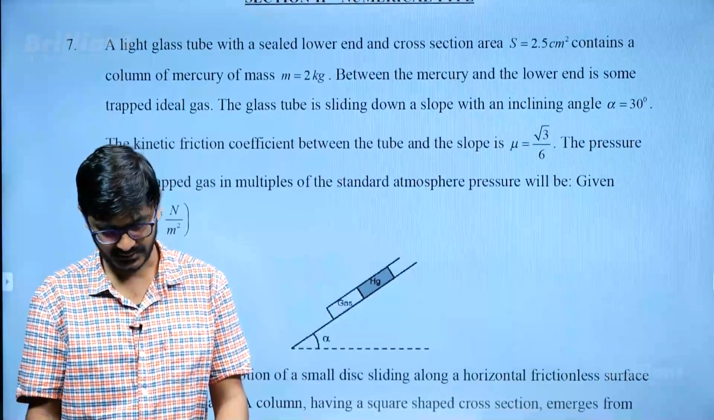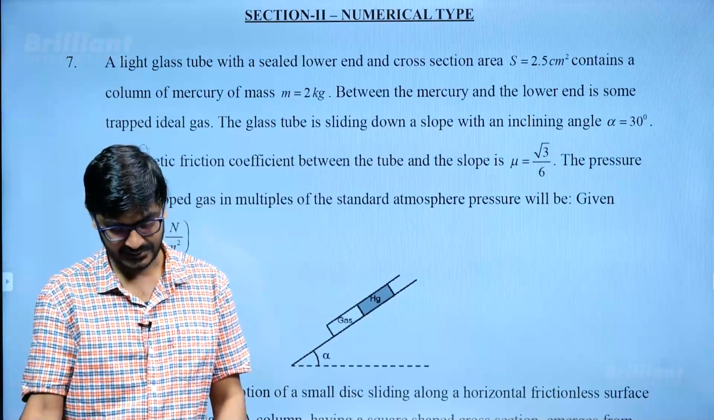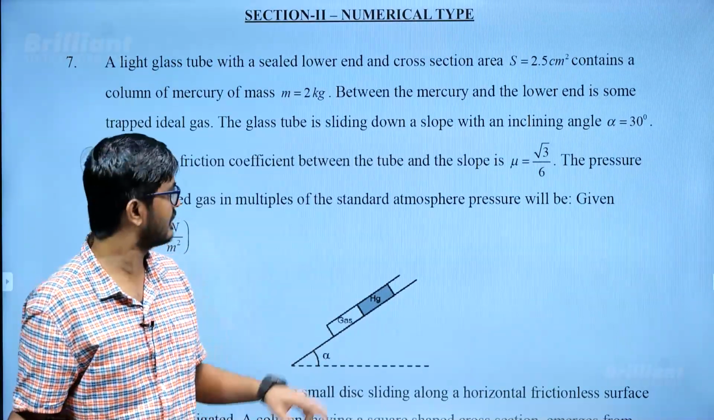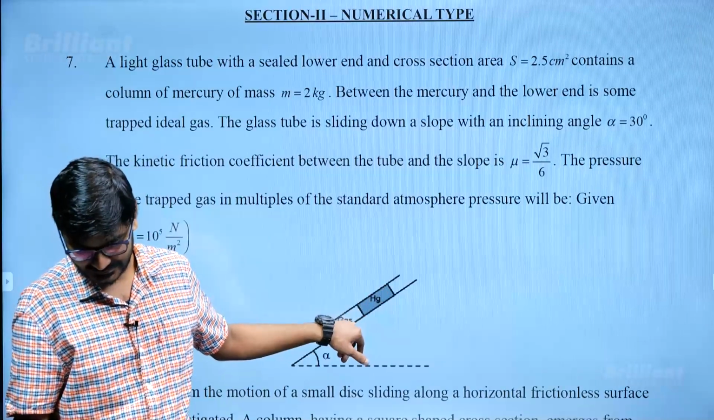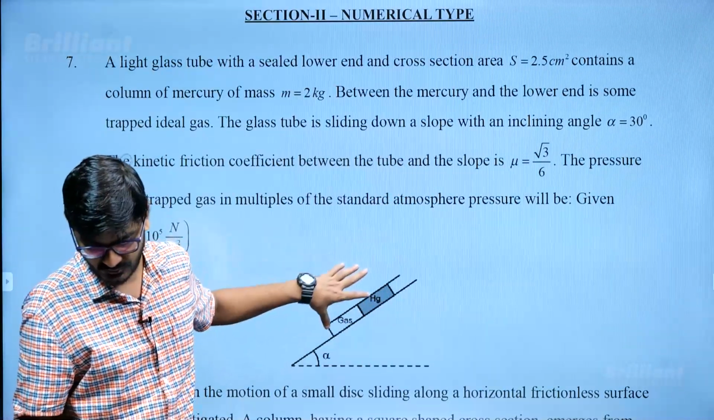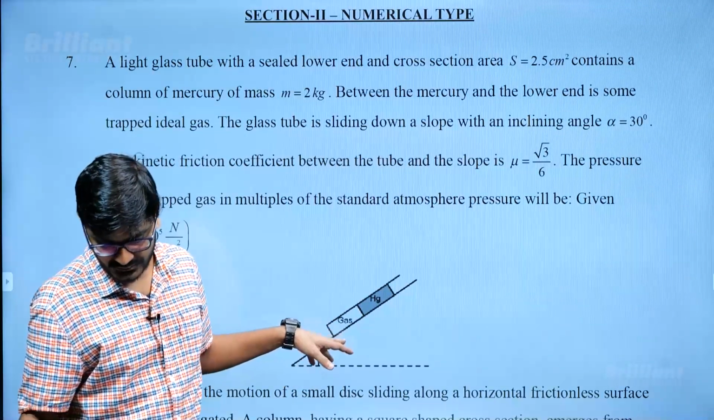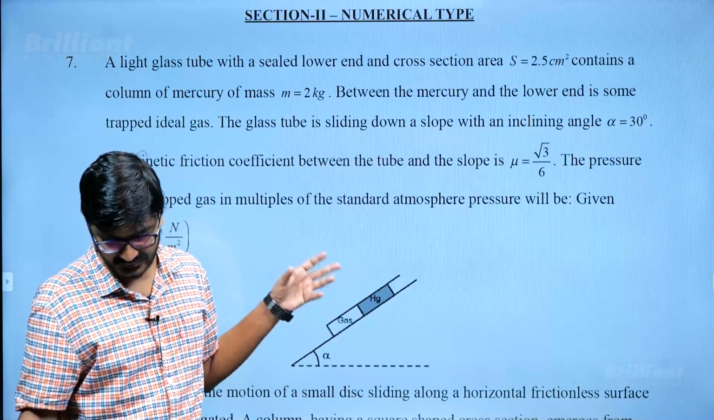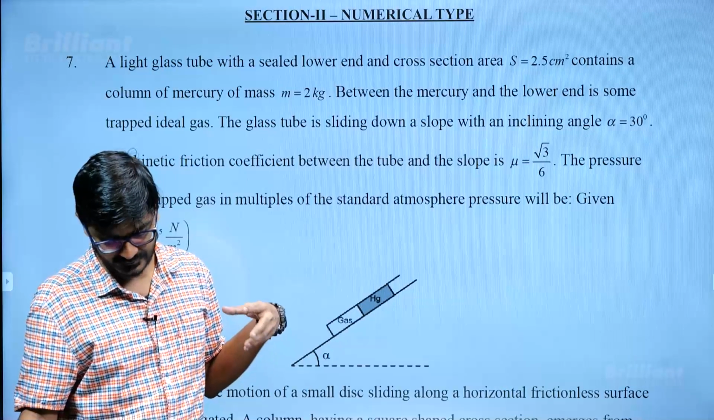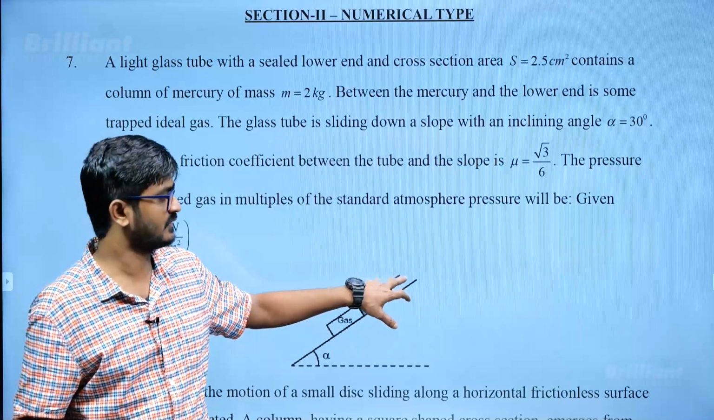Going to the next question: a light glass tube with a sealed lower end and cross-section area A contains a column of mercury, and there is gas trapped here. The glass tube is sliding down a slope of inclination angle 30 degrees. The kinetic friction coefficient is given as root 3 by 6. You need to find the pressure of the gas trapped when compared to the atmospheric pressure.